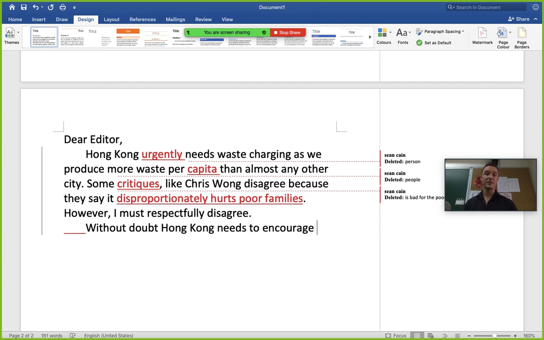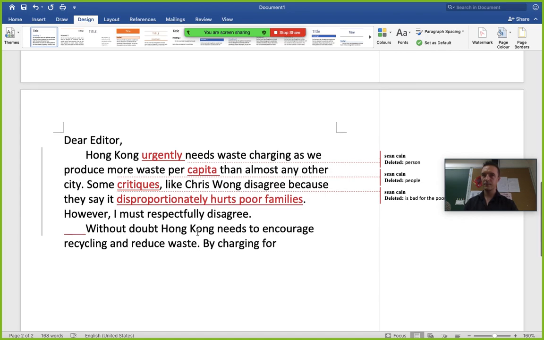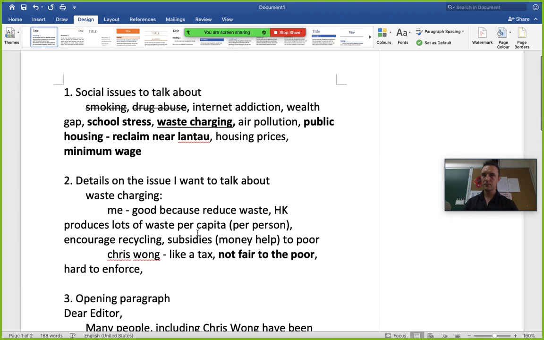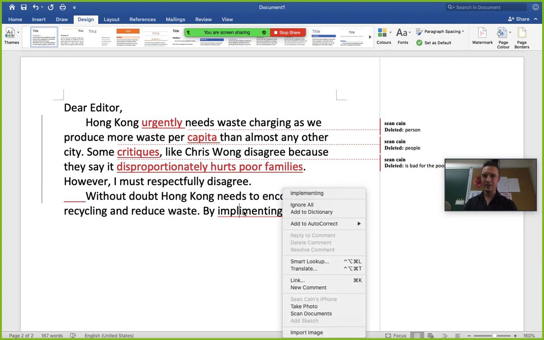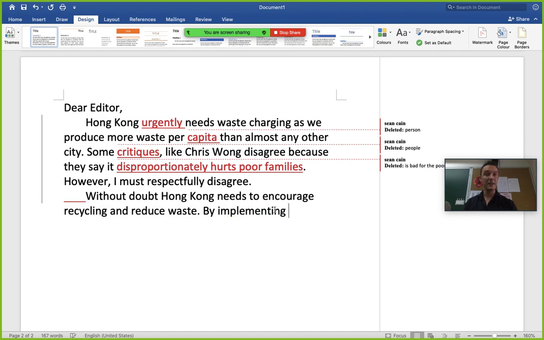This is going to go back to the points I said earlier. It needs to encourage recycling and reduce waste. By charging for... now, I even make spelling mistakes sometimes. Now, this basically means use.